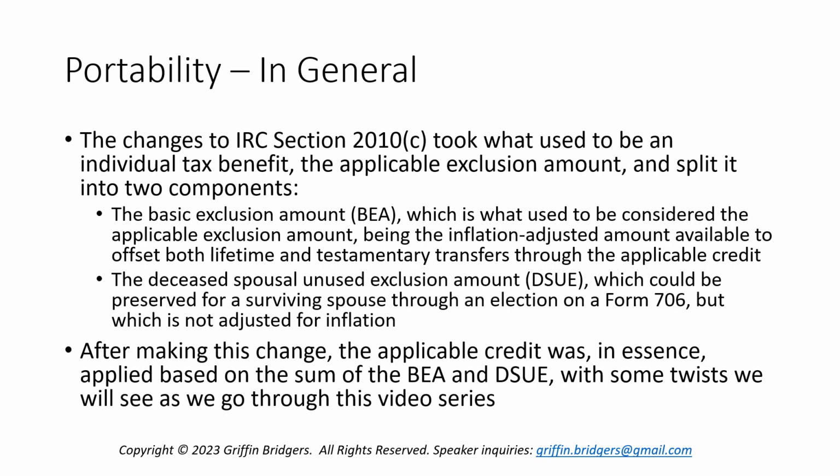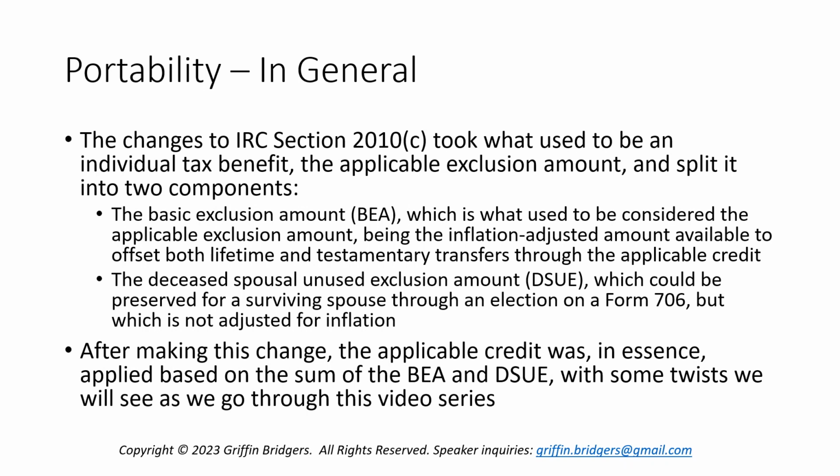So against this backdrop, in 2010, we had these changes to Code Section 2010, which essentially took an individual tax benefit called the applicable exclusion amount and split it out into two separate and distinct components. One was the basic exclusion amount, which is what we traditionally knew as the applicable exclusion amount, and that is the inflation-adjusted amount that every individual gets to offset both their lifetime and testamentary transfers for gift and estate tax purposes through the applicable credit.